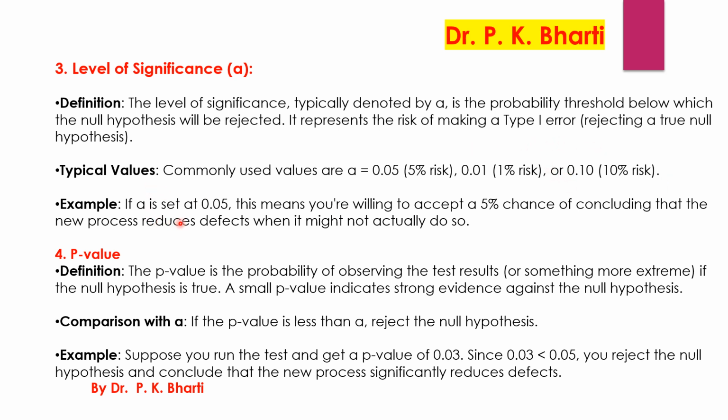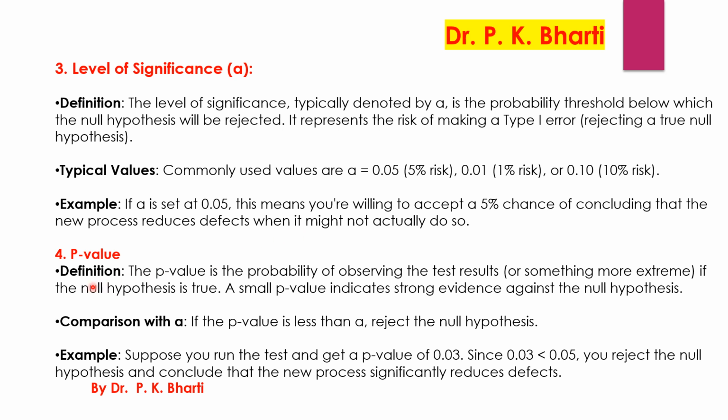If we take alpha as 0.01, means 1% chances of error are there in the results. For example, if alpha is taken as 0.05, this means we are willing to accept a 5% chance of concluding that the new process reduces defects when it might not actually do so.